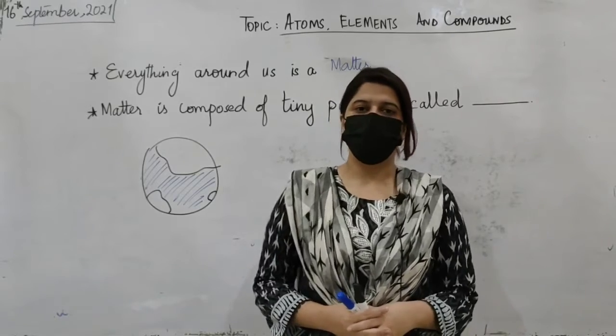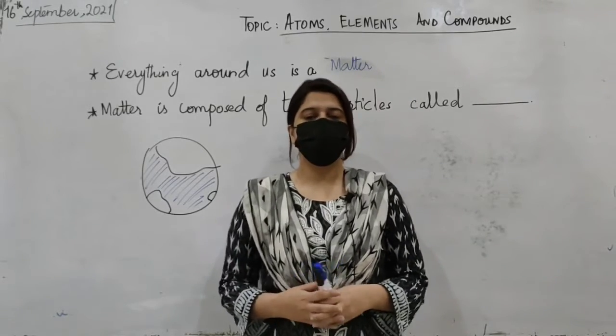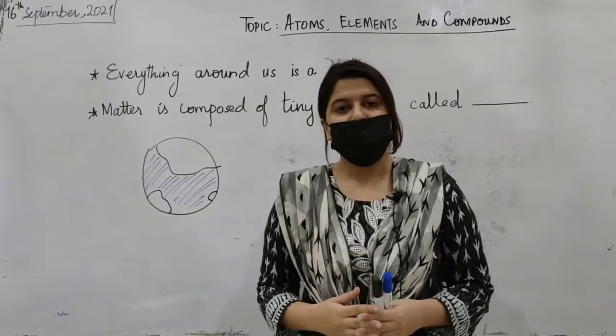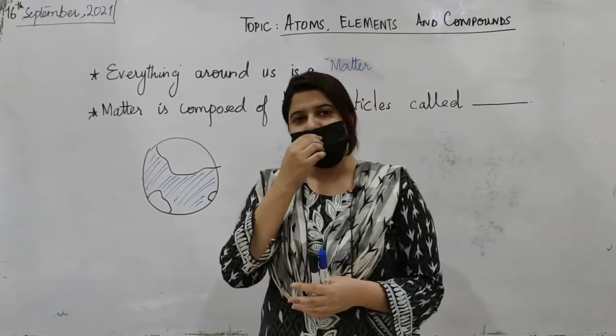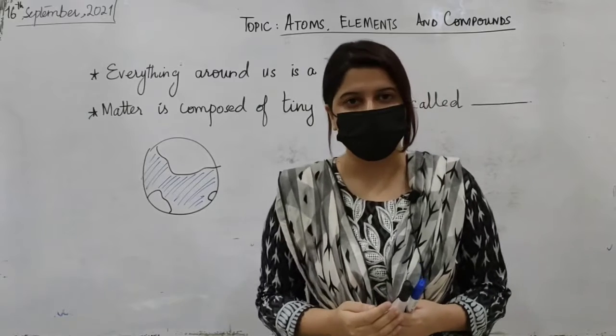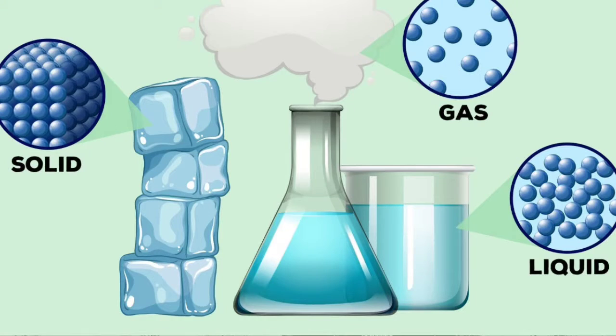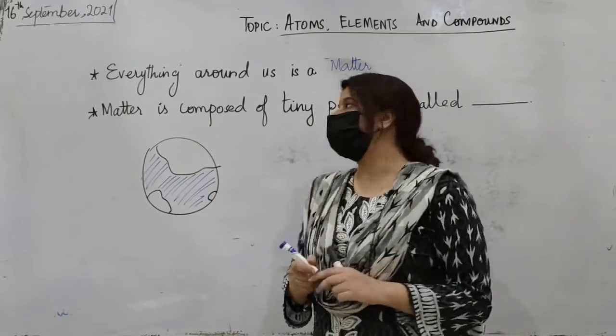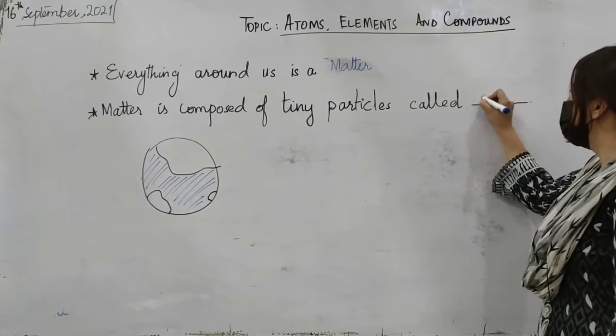Chapter one, that was the states of matter, and now we are proceeding toward our new and second chapter, that is atoms, elements and compounds. Until now we have discussed that matter is composed of tiny particles. Everything around us is composed of matter in the form of solid, liquid or gas. So we can say that matter is composed of tiny particles, and as you know, those tiny particles are known as atoms.